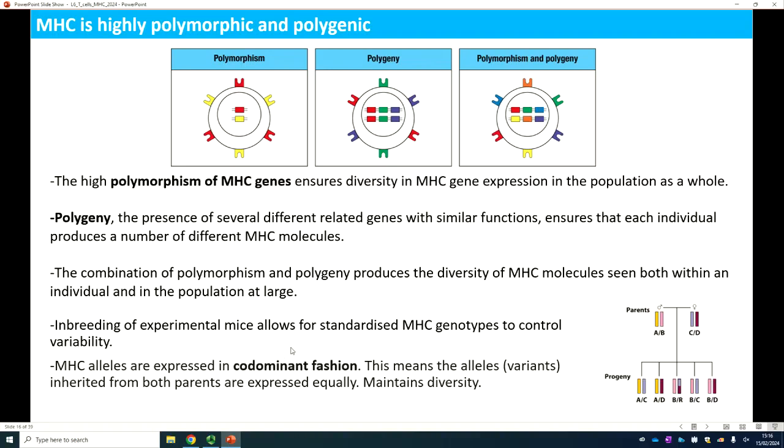MHC alleles are expressed in what we call a codominant fashion. What this means is the alleles that we get from our parents are expressed equally, and this helps to maintain diversity through the population. So that's just an important thing to remember as well.